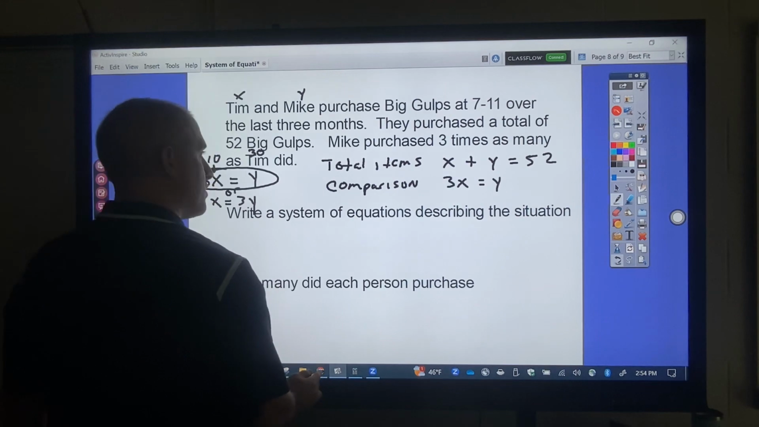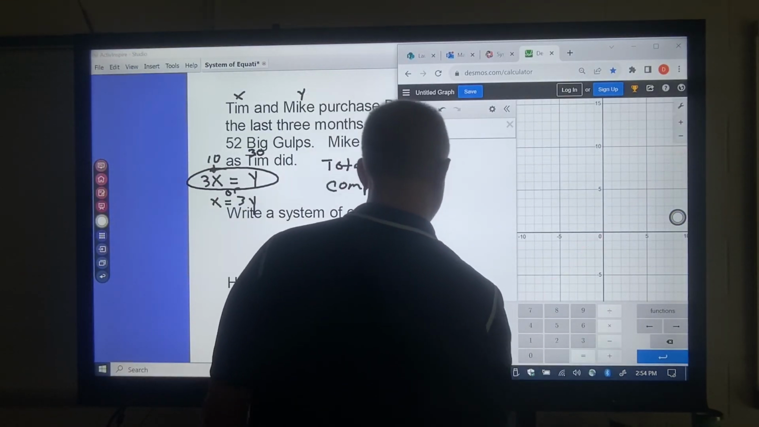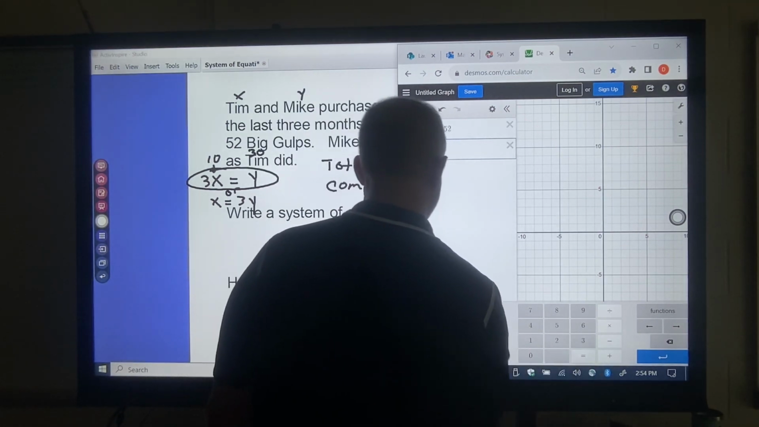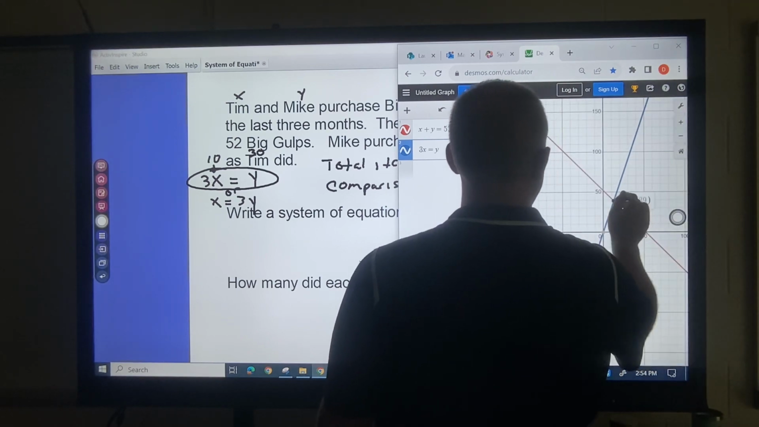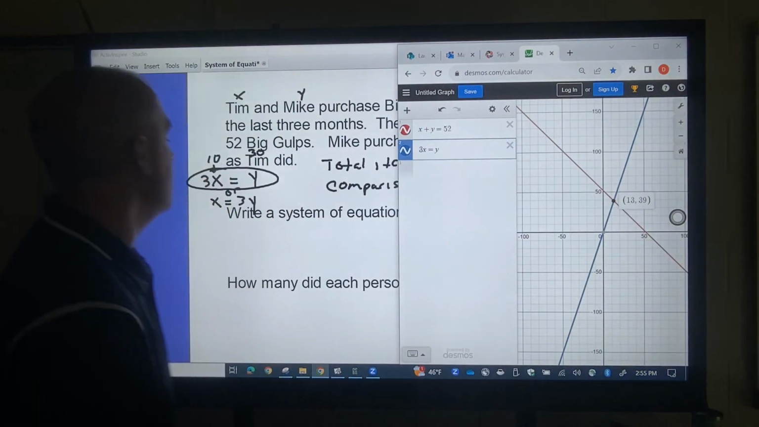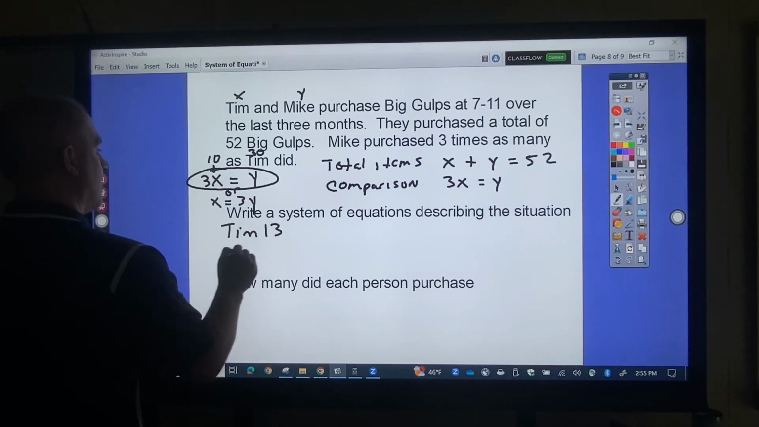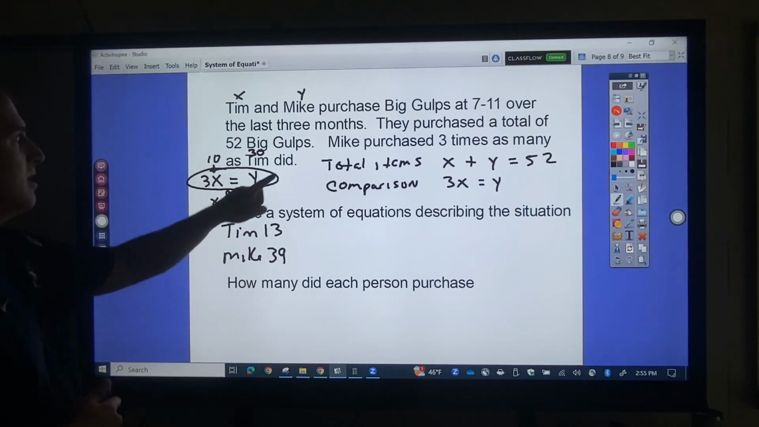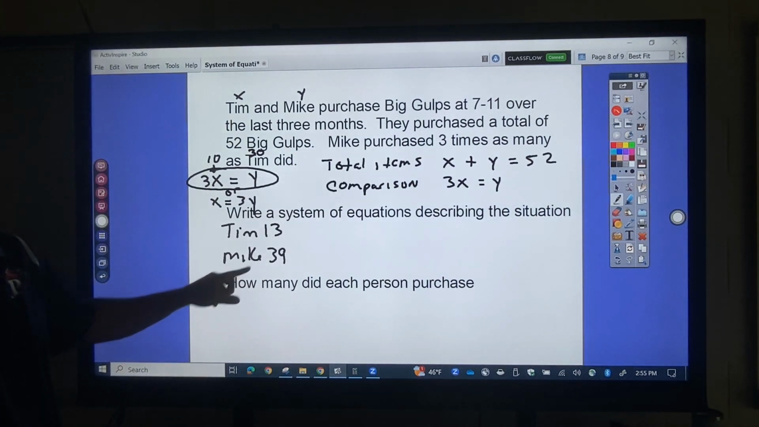All right, and so you can just put those equations in just like you see them. X plus Y equals 52. 3X equals Y. We have to zoom out. All right, so Tim purchased 13. Mike purchased 39. Now let's see if that makes sense. Mike purchased 3 times as many. Yeah, so he's got more, so that's correct.